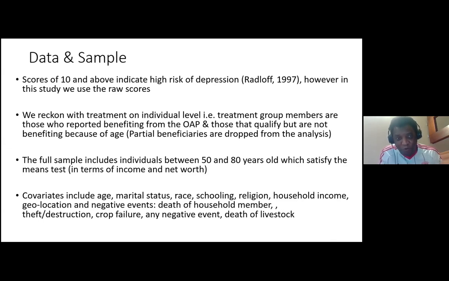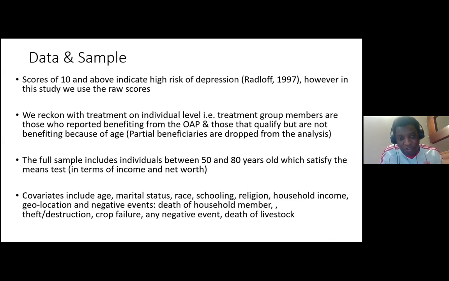For the control group, we look at people who are below 60 years old, actually from 50 years to 60 years, that would otherwise qualify for the grant. In other words, they qualify in terms of their income, they qualify in terms of their net worth. Basically, they qualify in terms of the means test, but they are not benefiting from the grant because they have not met the age threshold requirement.